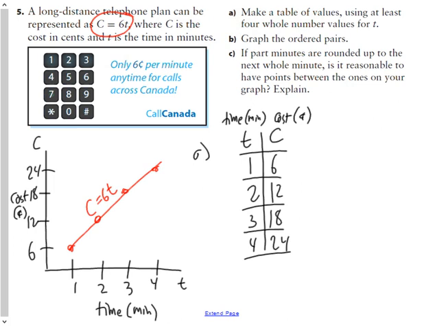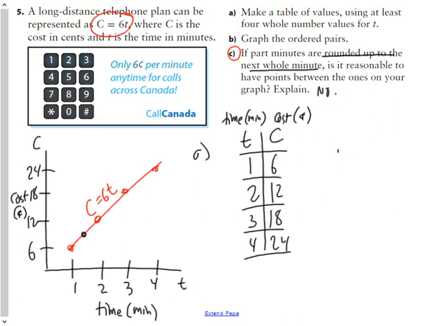But question C says if part minutes are rounded up to the nearest whole number, is it reasonable to have points in between? So normally what we said before is, is this point reasonable on this particular graph? And the answer to this is no, it's not, for the only reason that we are rounding up to the nearest whole minute.